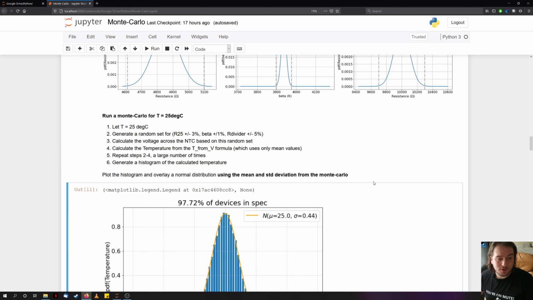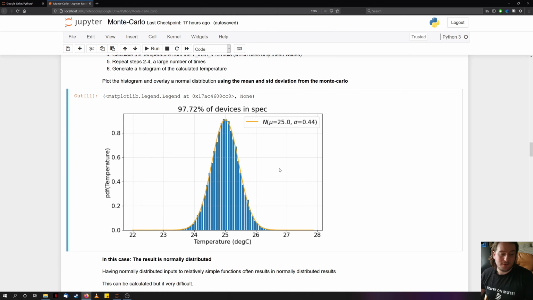As we started off with normal distributions, the function itself is quite simple, and we expect a normal distribution from this. We then go ahead and measure from our Monte Carlo simulation that 97.72% of these devices are within spec. So 97% of them are between 24 and 26 degrees. Because remember, we set the temperature to 25 degrees and then measured the spread of values we would expect based on the individual errors of the components.